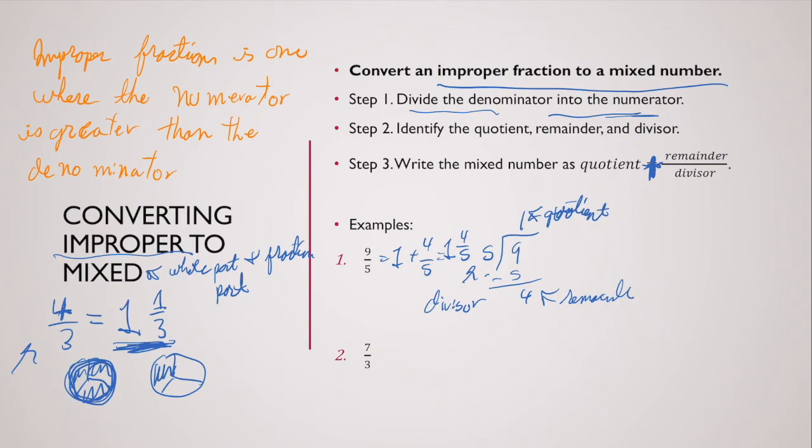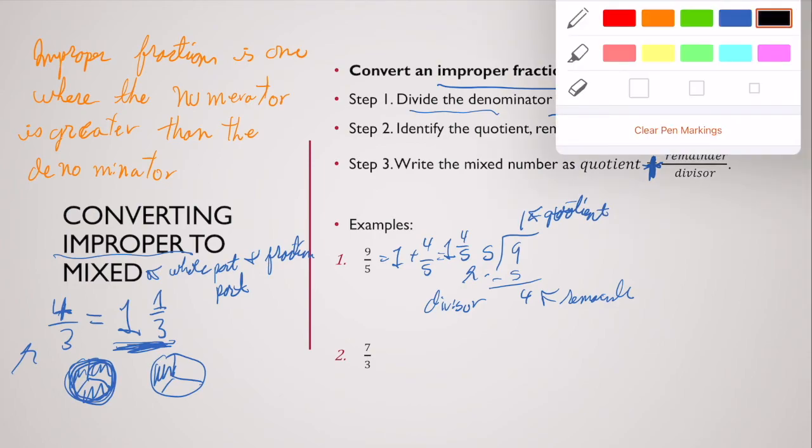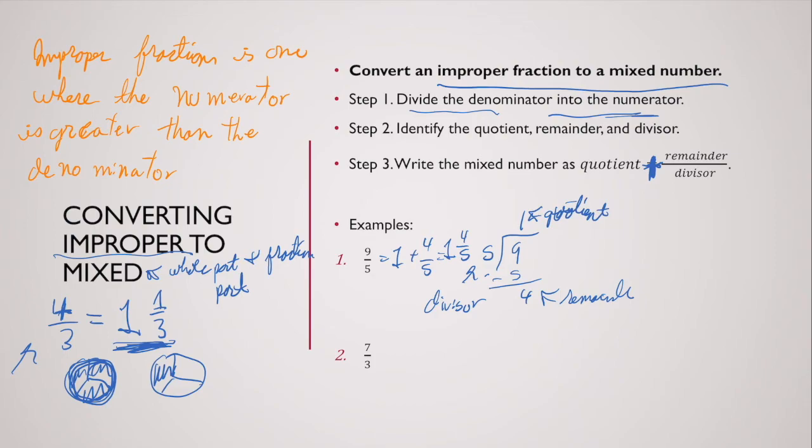Let's work through another example. If I have 7/3, I could take 7 divided by 3. 3 goes into 7 twice. 2 times 3 is 6. My remainder is 1. So here's my remainder, here's our quotient, and here's our divisor. So I would rewrite this as 2 and 1/3. You never need to convert to a mixed number unless you are told to.